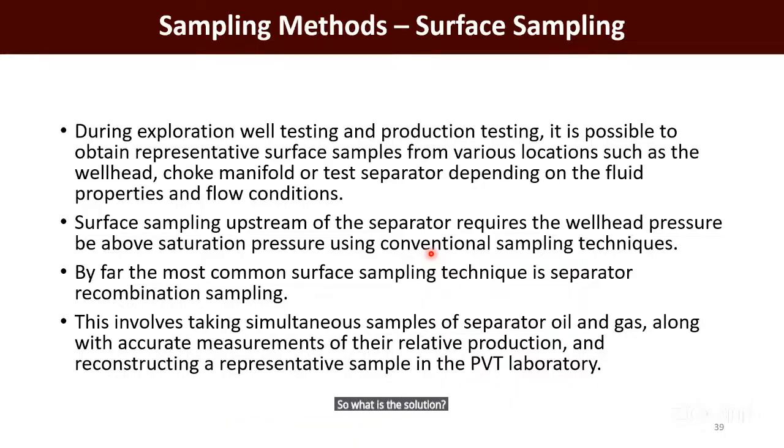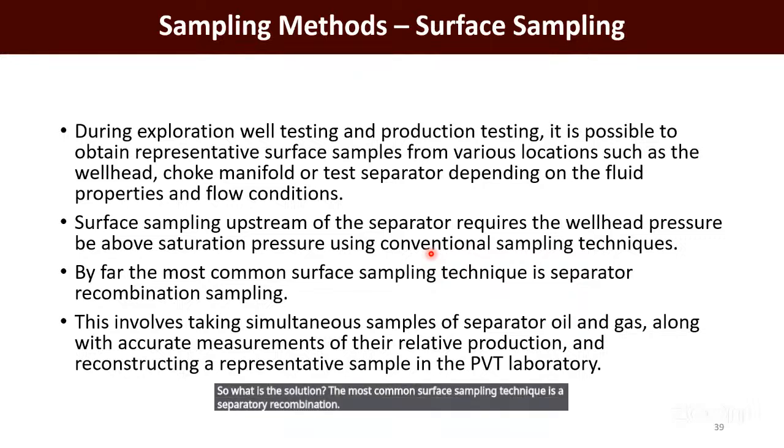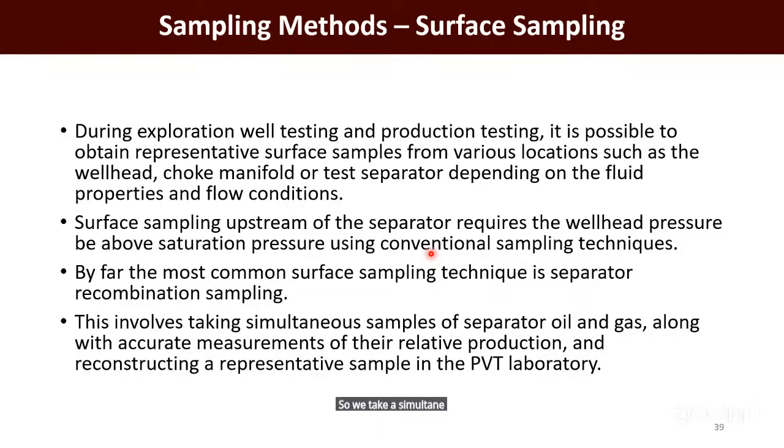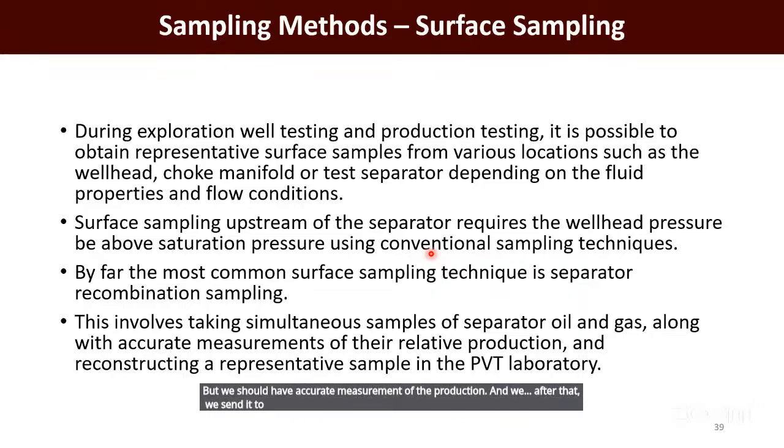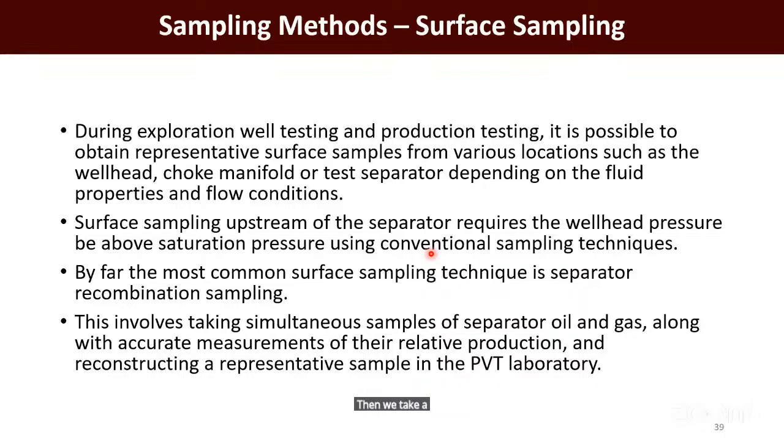The most common surface sampling technique is separator recombination. So we take a simultaneous sample of the separator oil and the gas, but we should have accurate measurement of the production, and after that we send it to the lab. So we need to stabilize the production, see the trend of gas oil ratio for a few hours, even a few days, stable.